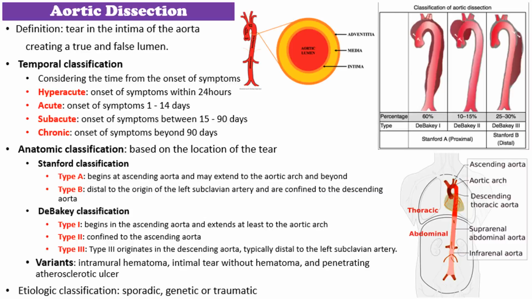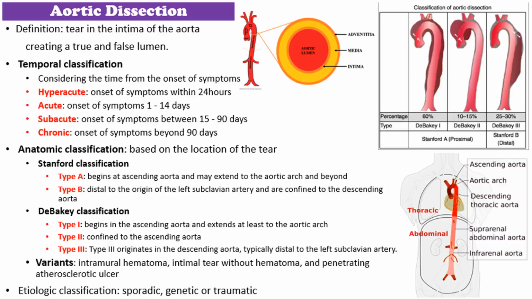The Stanford classification divides aortic dissections into Type A and Type B based on the location of the tear. Type A dissections involve the ascending aorta and may extend to the aortic arch and beyond, while Type B dissections occur distal to the origin of the left subclavian artery and are confined to the descending aorta.